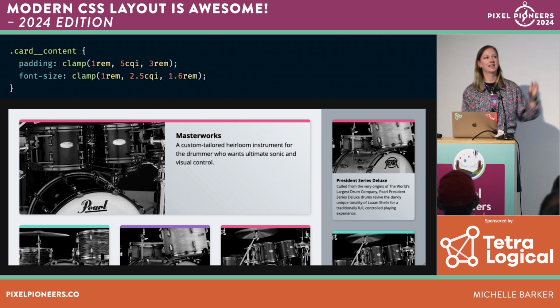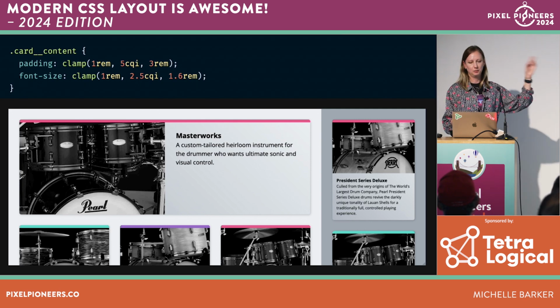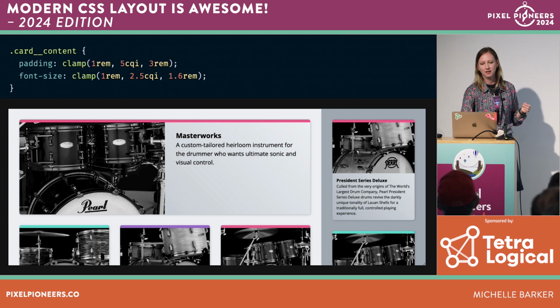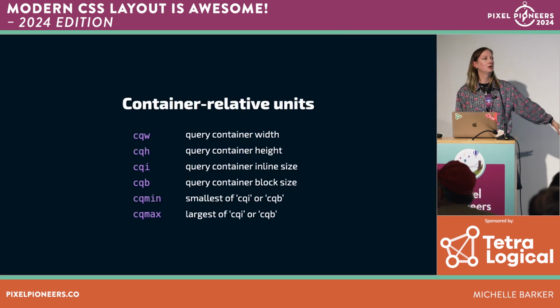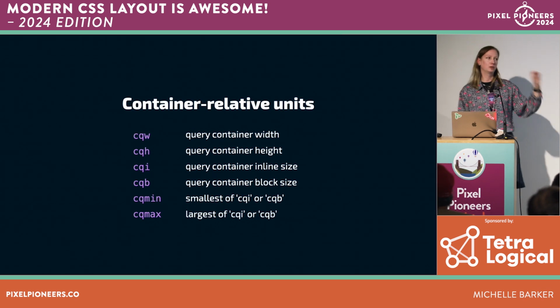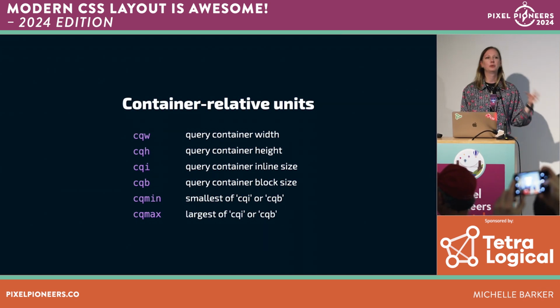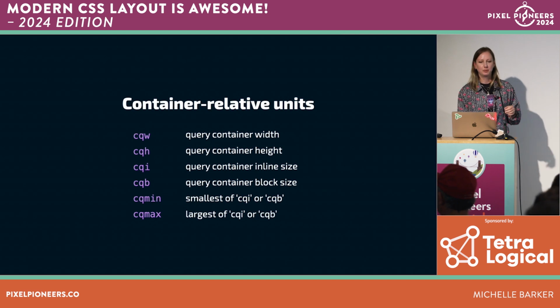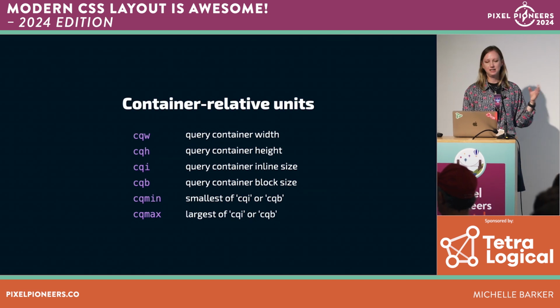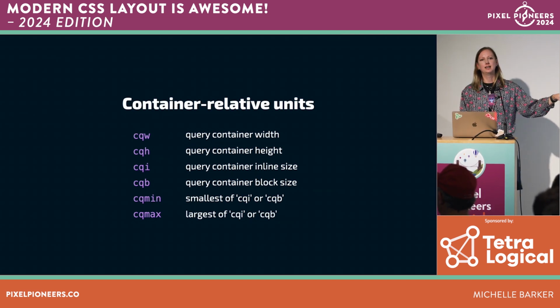But here we're using container relative sizing, and we're doing that with the font size as well. So now those are scaling really nicely. So just a rundown of container relative units. We have CQW and CQH, query container width and query container height, which is similar to viewport width and viewport height. Then we have CQI and CQB, which are inline size and block size.